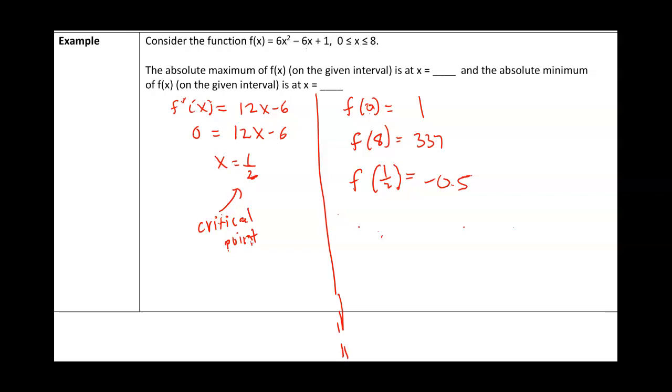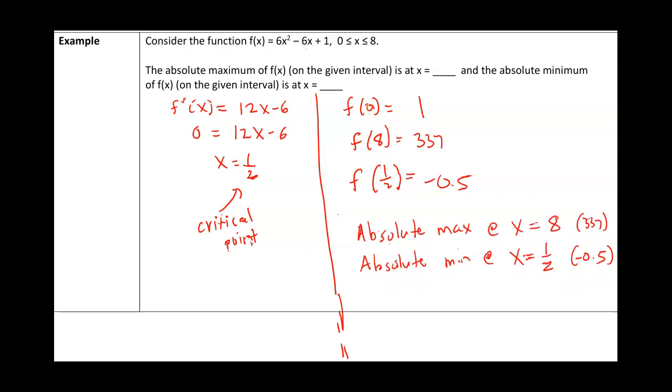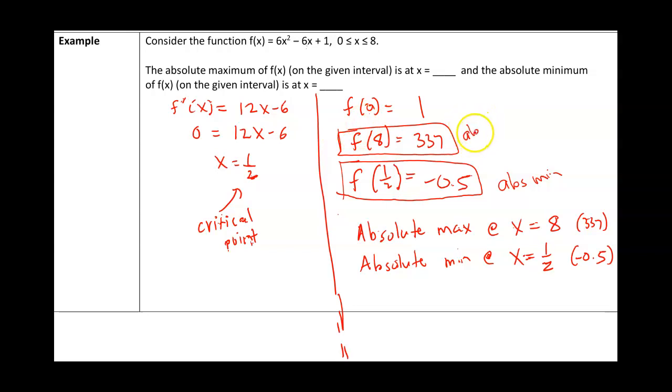Absolute means the lowest and highest point in this interval. So our lowest point, our absolute minimum, is going to be here. This is the lowest point of the three. So this is going to be the absolute min. Our highest point is going to be this one, 337. That's the maximum value. This is going to be our absolute max. So the absolute max happens at x equals 8, and the value is 337. The absolute min happens at x equals 1/2, and that absolute min is negative 0.5.